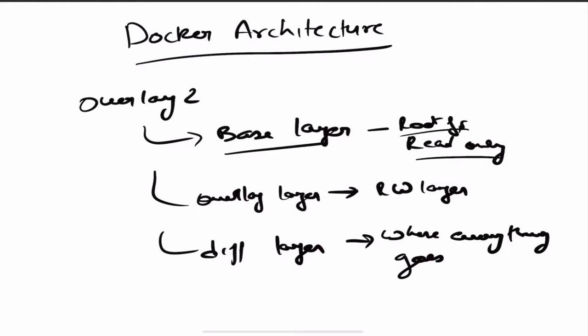Next, we have an overlay layer. So this you can consider as the working directory for a user. So when you run a container, this layer gives a union view of the base and the diff layer, right? And last, we have the diff layer. So when you change or modify a file in the base layer, those are automatically stored in this layer.